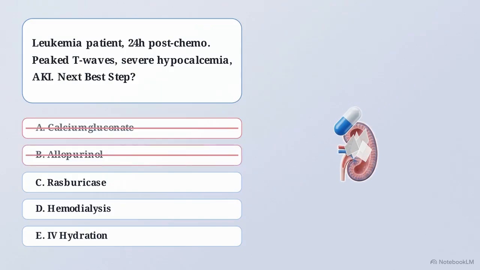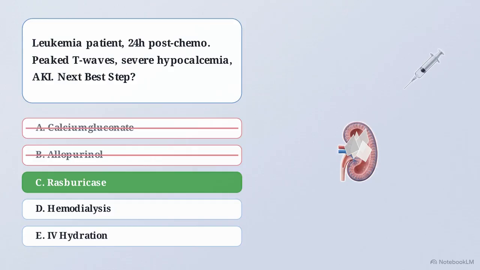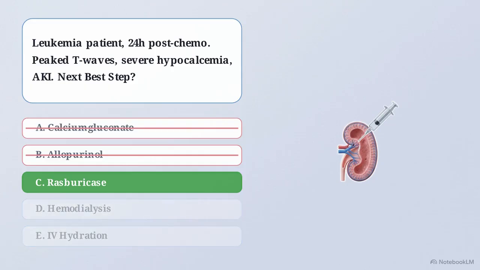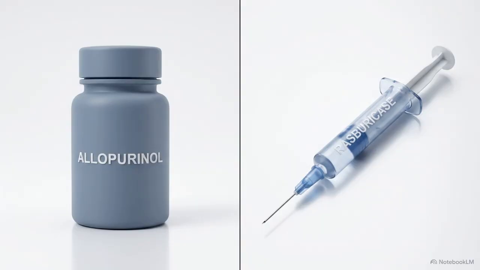It is strictly prophylactic and cannot clear the uric acid crystals that have already precipitated in the renal tubules. Option C, rasburicase, is the correct answer. It rapidly clears established serum uric acid, directly resolving the obstructive nephropathy caused by the tumor lysis cascade. Mastering Step 2 CK pharmacology questions on this topic requires separating prophylaxis with allopurinol from acute rescue with rasburicase.